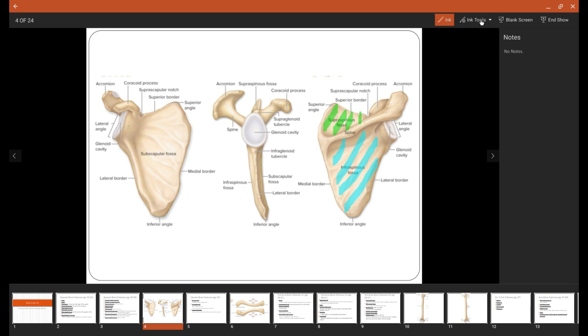And then also from the posterior view, we can see our suprascapular notch right here. So this little indention right there between the coracoid process and the superior border. Looking at this view, our next view, we see we're looking directly at this glenoid cavity. So this is our lateral view. We can still see all those same features.